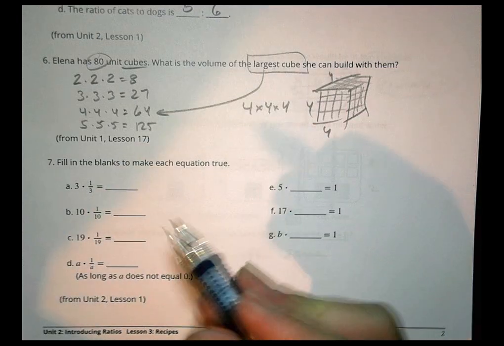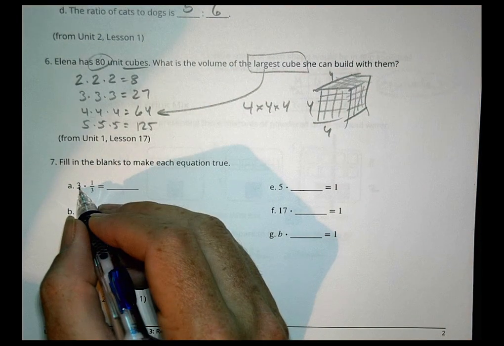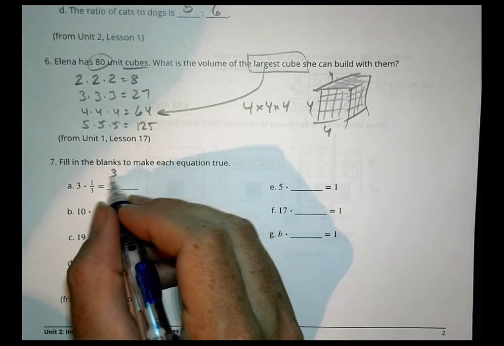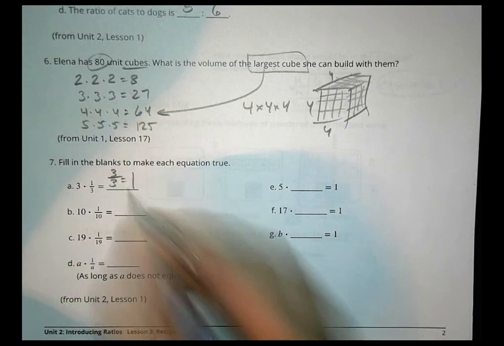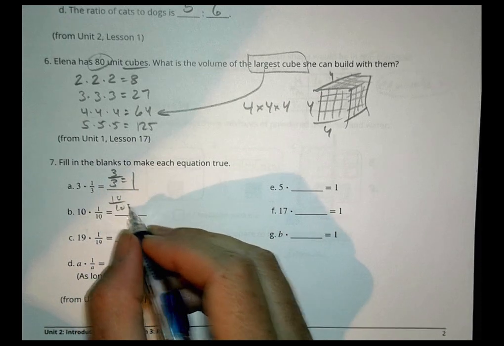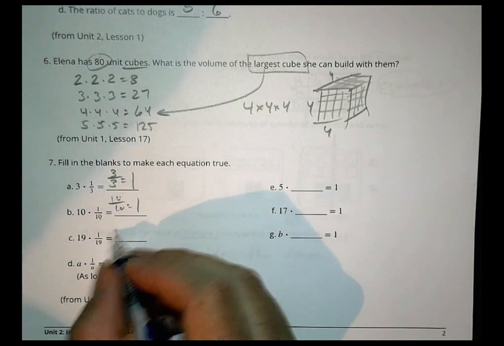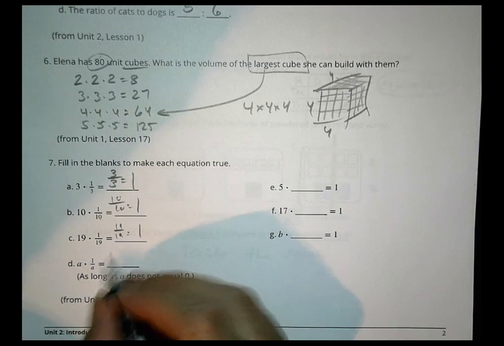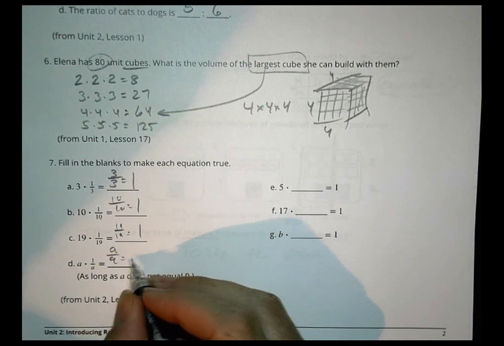Number 7. Fill in the blanks, make it true. Here we have 3 times its reciprocal. When you multiply by the reciprocal, you end up with 3 over 3, which is the same as 1. 10 times the reciprocal is 10 over 10, which is 1. 19 times the reciprocal is 19 over 19, which is 1. A times the reciprocal is A over A, which is 1.